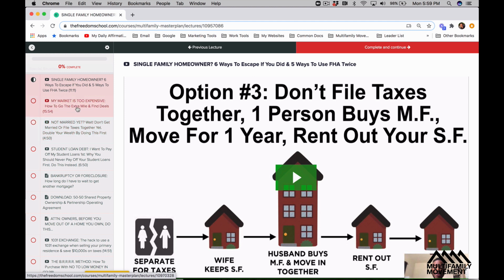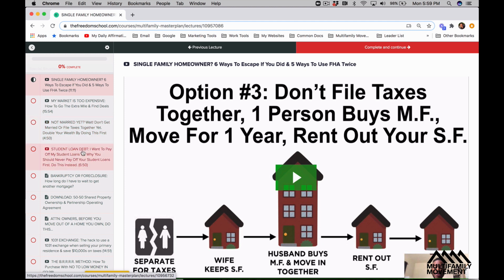If you are in a market that's too expensive, this is a module specifically for you in terms of your options if your market is too expensive. If you're not married yet, or you are married, you want to watch this module. This is going to show you how to rework that situation so that you can actually double your wealth, even though you might be filing taxes together or married.